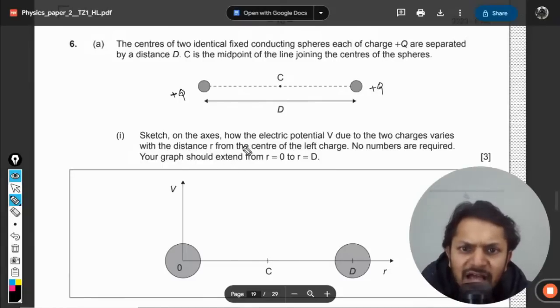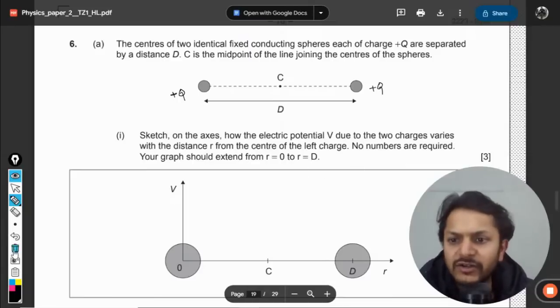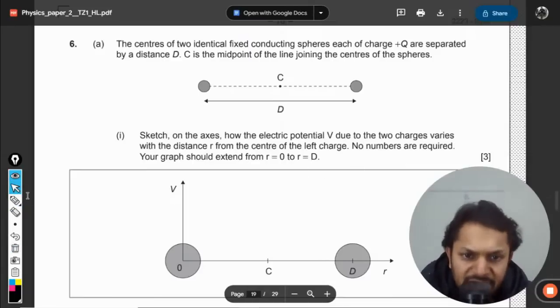Sketch on the axis how the electric potential V due to the two charges varies with the distance r, small r, from the center of the left charge. That is, x is equal to 0. No numbers are required. Your graph should extend from r is equal to 0 to r is equal to capital D.